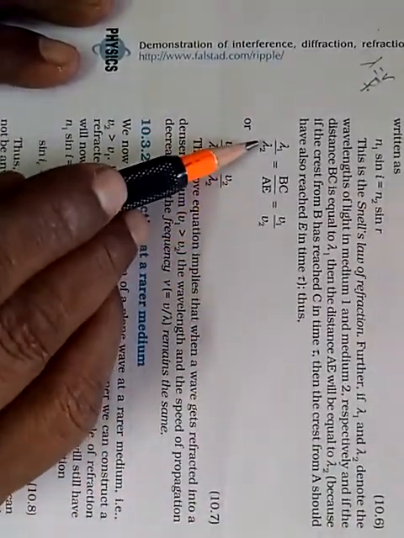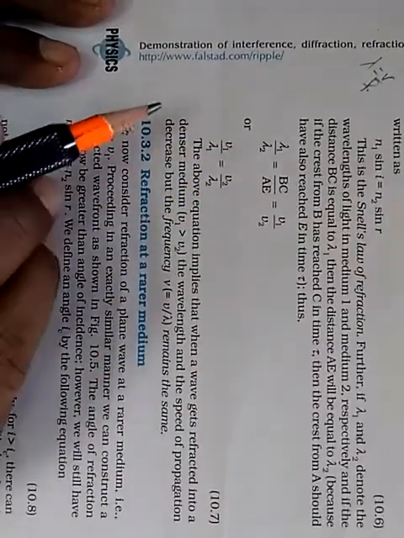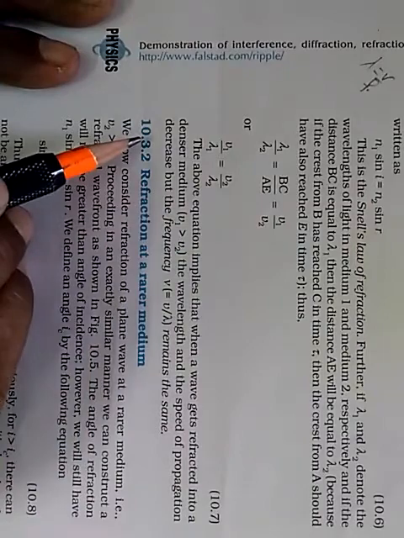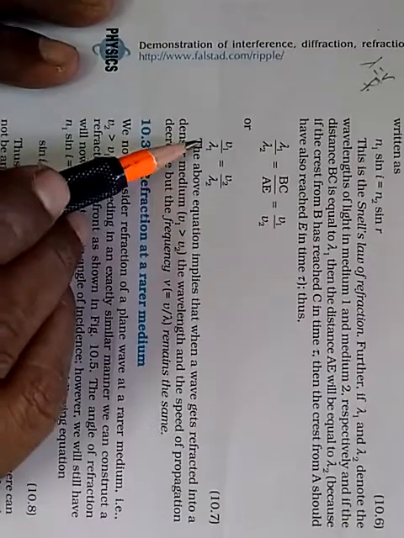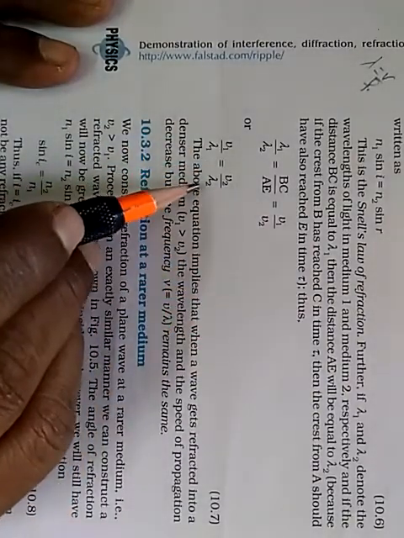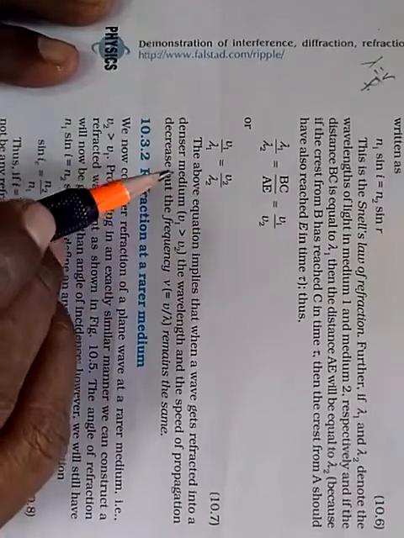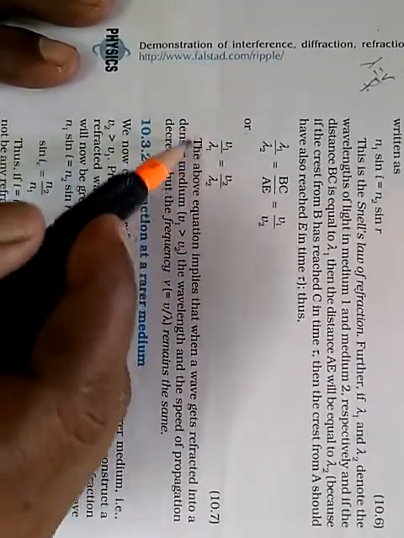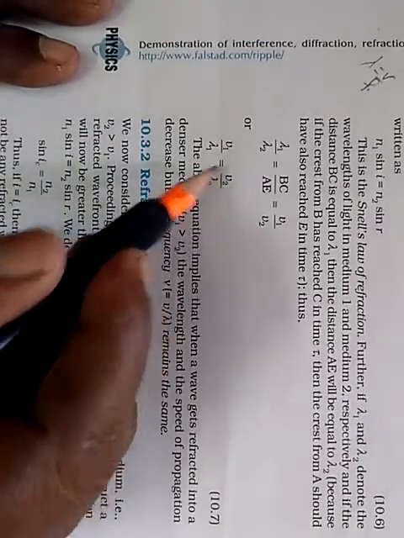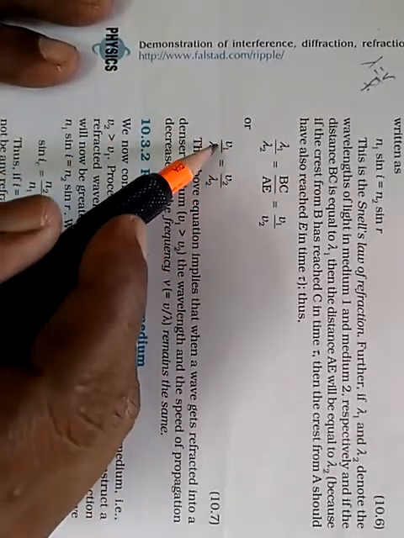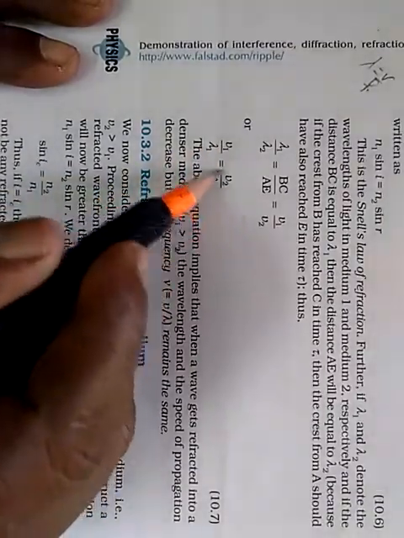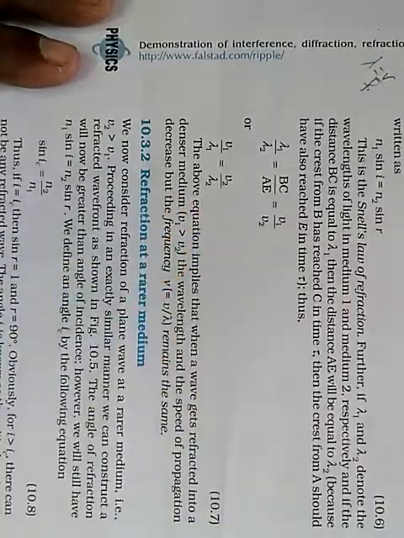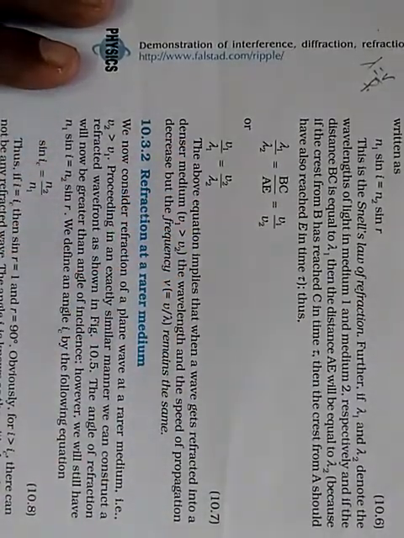Or this can be written as, if you equate these values, you will get v1 by lambda 1 is equal to v2 by lambda 2, bringing lambda 1 to this side and v2 to that side. This is easier to remember because this is at medium 1 and this is at medium 2. That is, within medium 1, velocity 1 divided by lambda 1. In medium 2, velocity 2 divided by lambda 2. So this will be easier to remember.